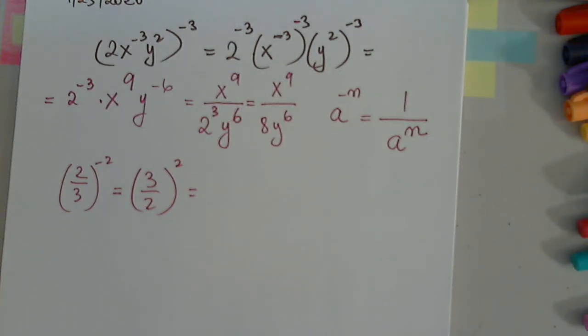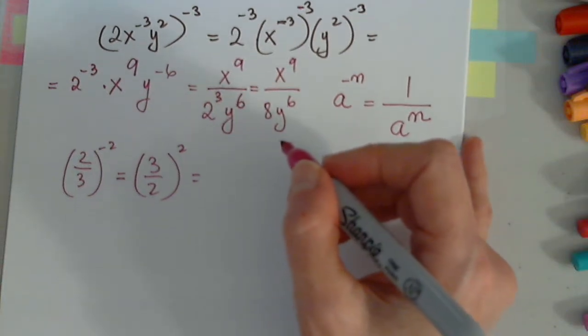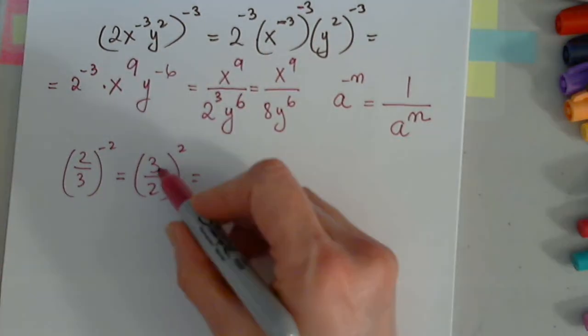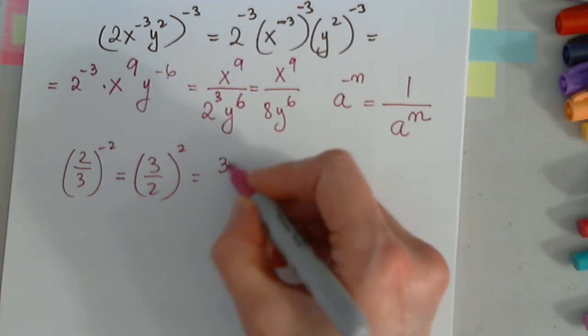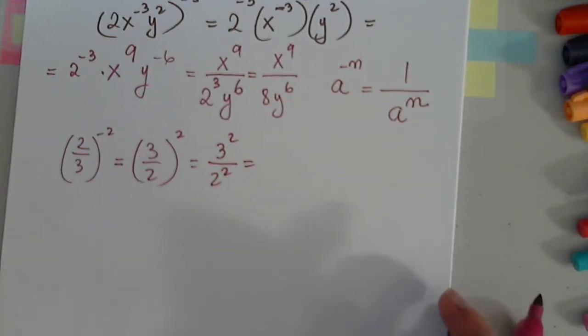So if I mispronounce your name, please forgive me. Okay, Amin. What do we do next? I'm not sure. Okay, we raise 3 to the second power and 2 to the second power. Michelle?